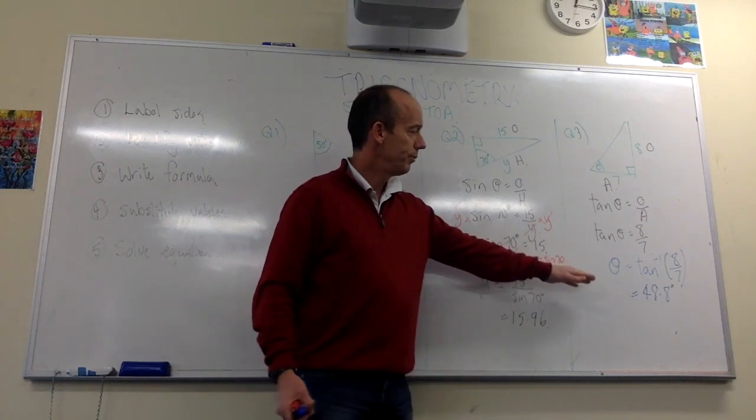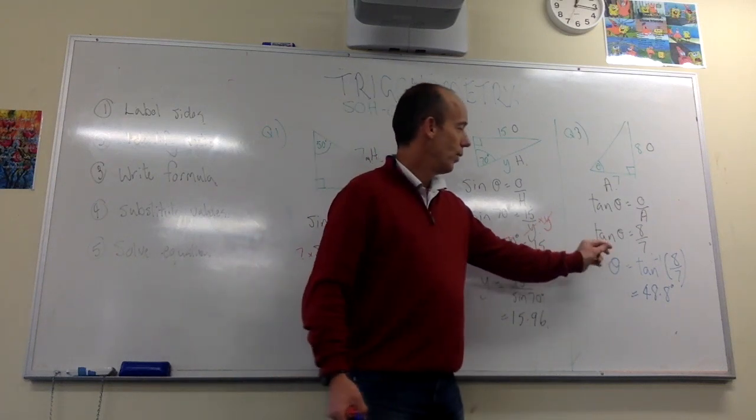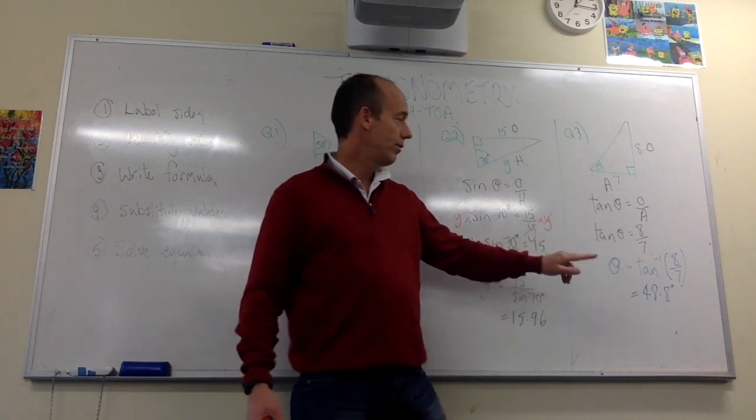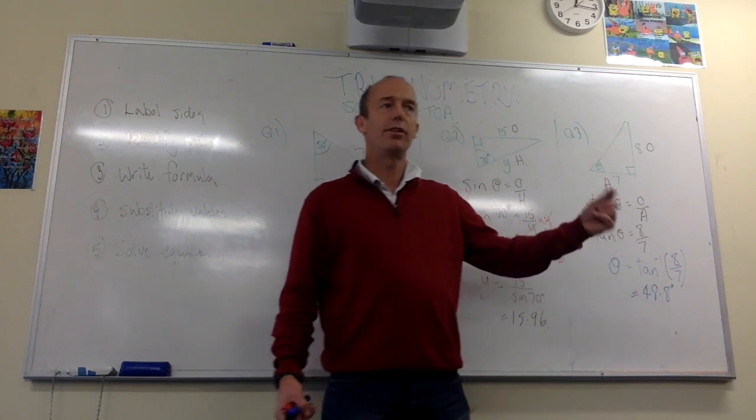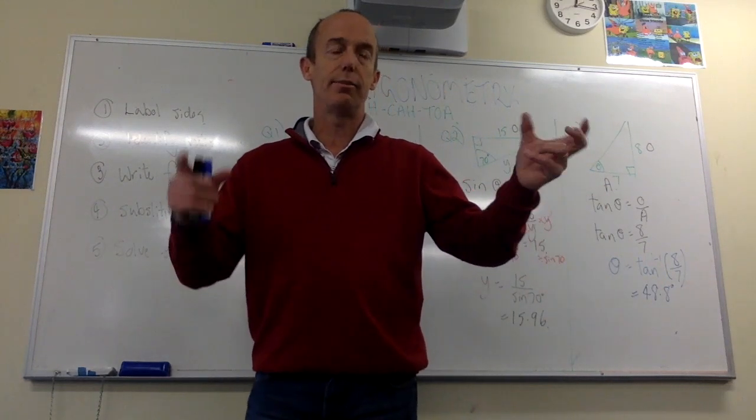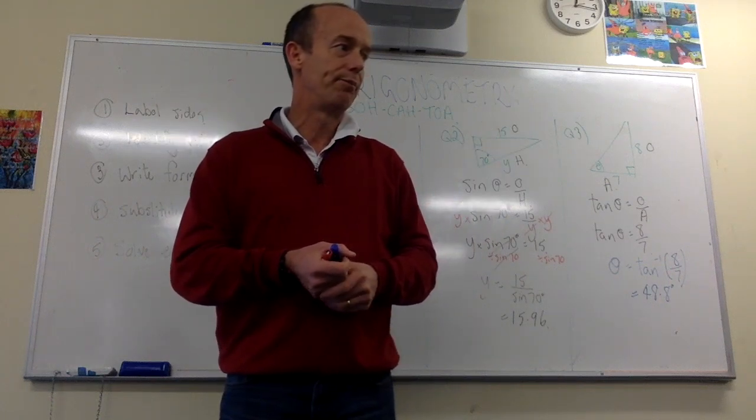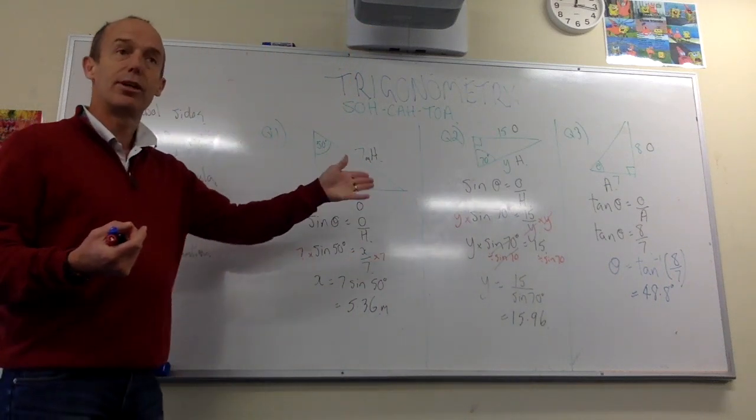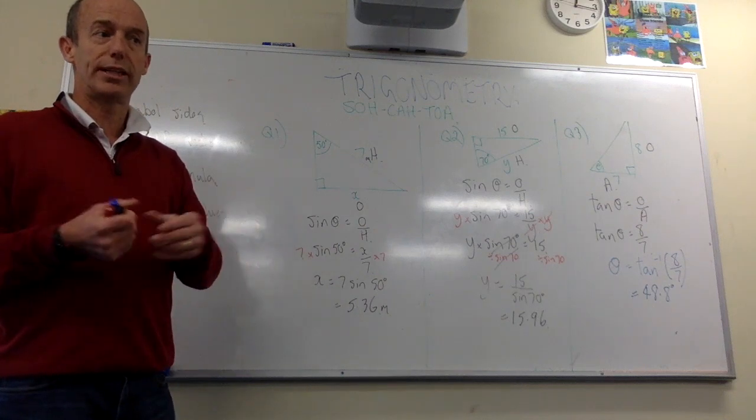So whenever we're finding an angle, we've got to either use inverse sine, inverse cos, or inverse tan. And it just depends on which of those ratios we're using. And they're the three different types of questions. So we'll go on and do some practice on those.